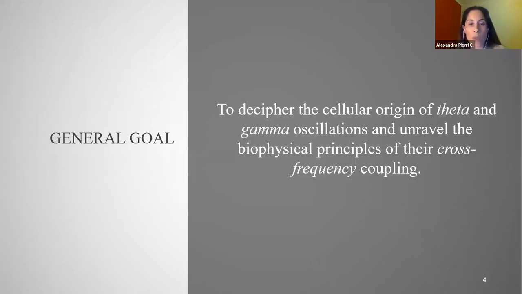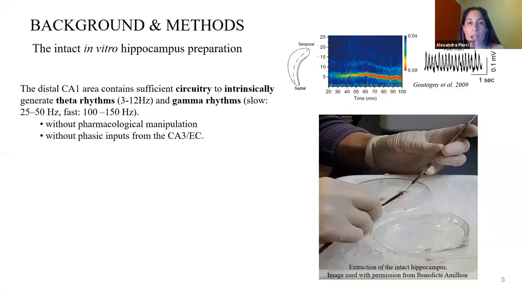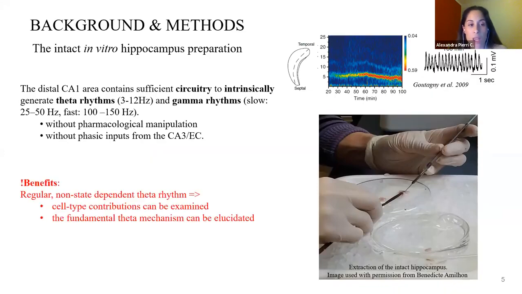So my goal has been, in general, to decipher the cellular origin of theta and gamma oscillations and to unravel the biophysical principles of their cross-frequency coupling. The biophysical, physiological context that I use for my modeling work is that of an intact in vitro hippocampus preparation that autonomously generates theta rhythms without external inputs from the CA3 or the entorhinal cortex. This same area also produces gamma rhythms, which are coupled to theta. This preparation presents a number of benefits.